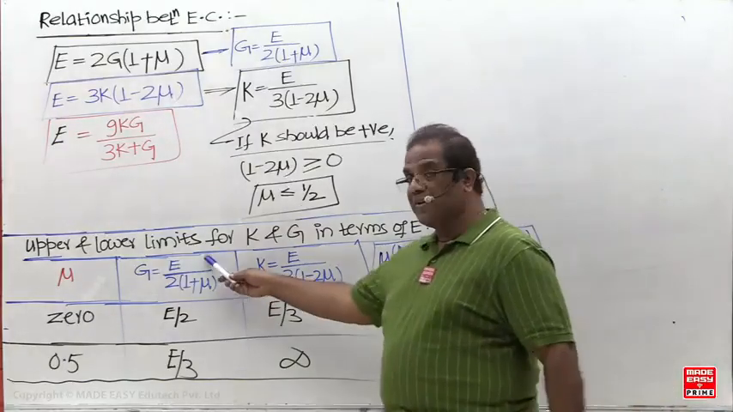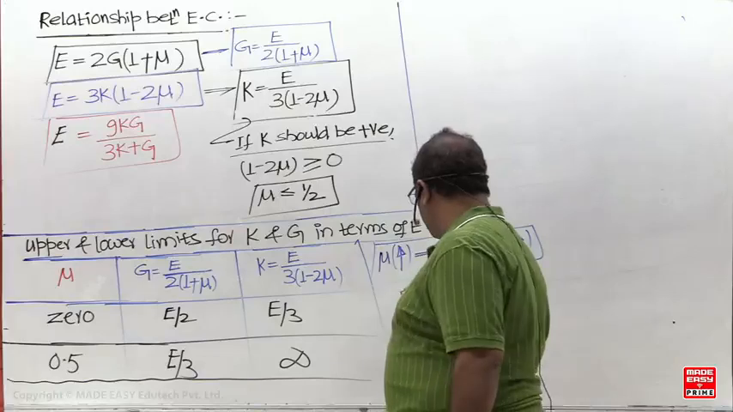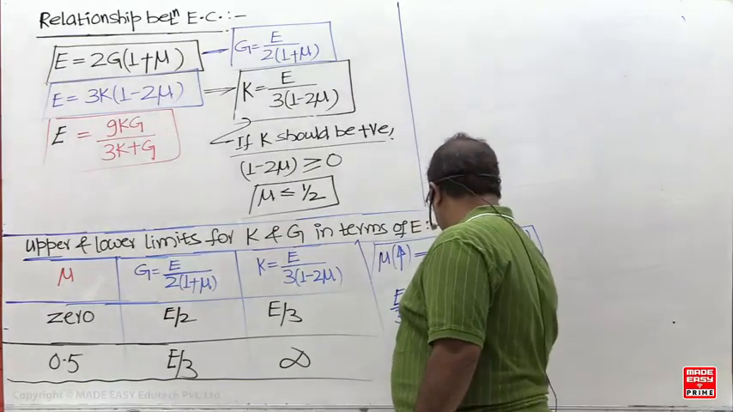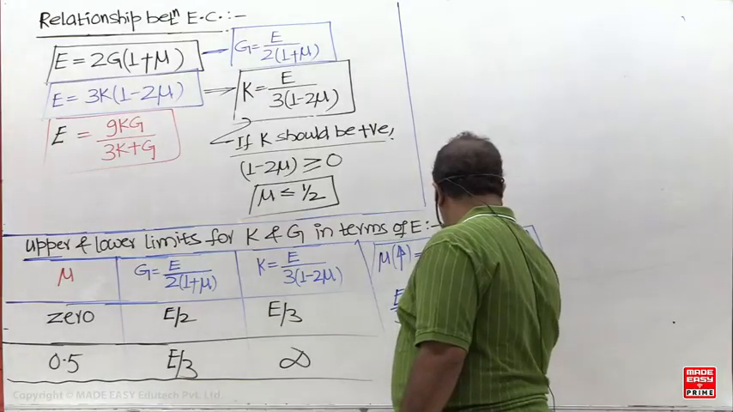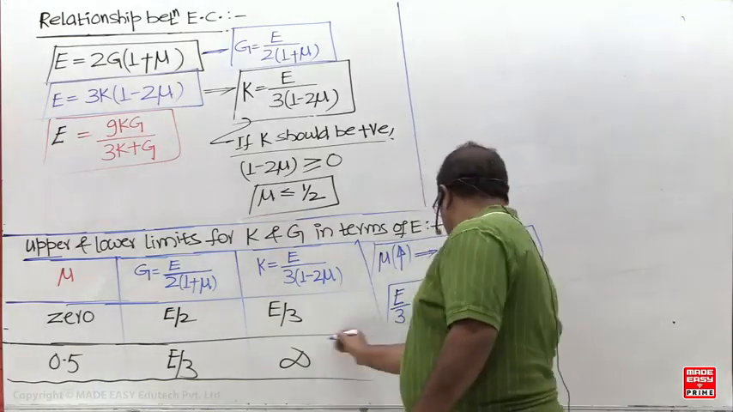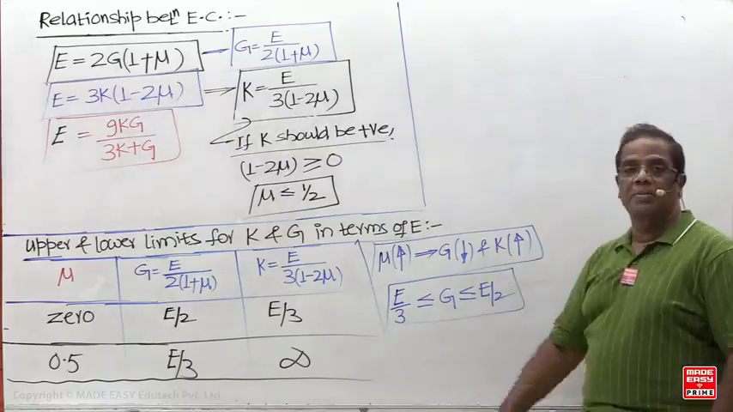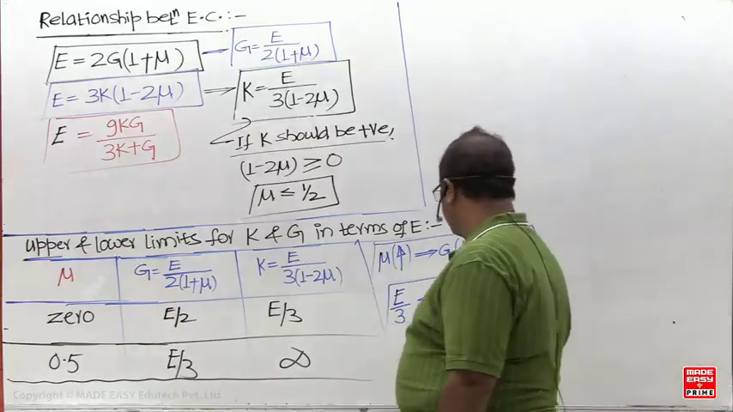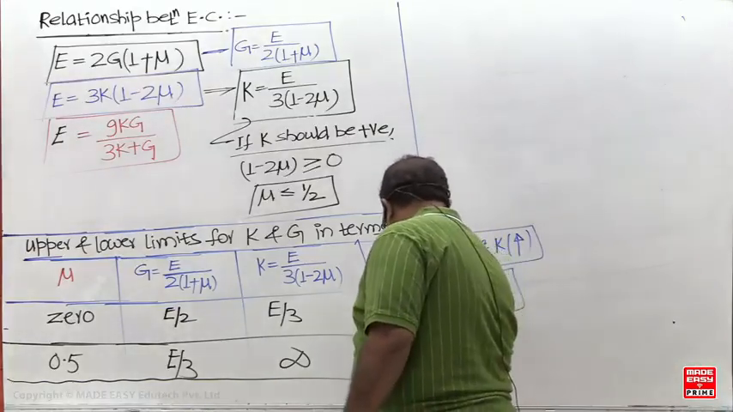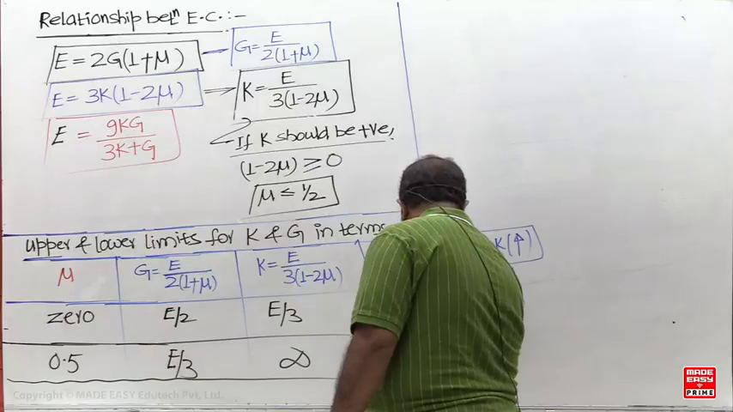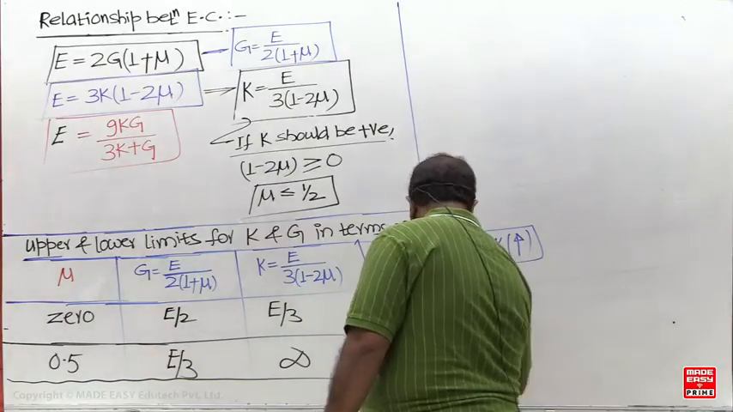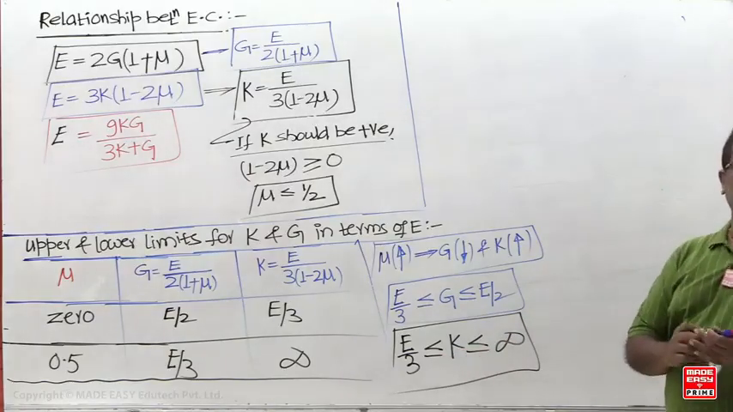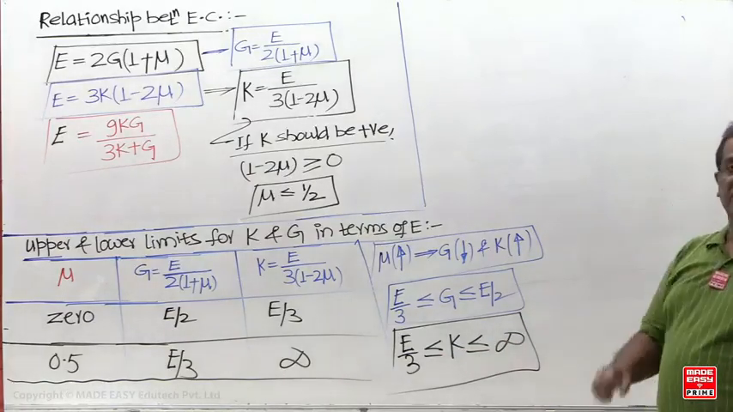Next, what is the limit for G? G always lies between E by 3 and E by 2. But what about K? K lies between E by 3 and infinity.